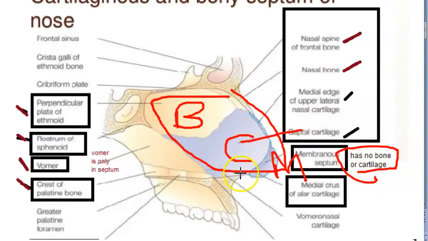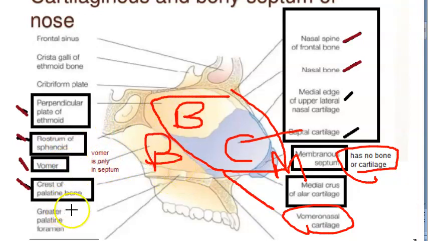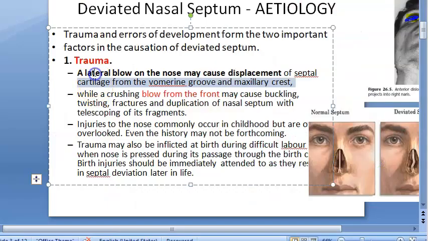What and all have they marked here? There is some vomeronasal cartilage. Here they have marked that. Then here they have put some other things. Bone, what and all is there? Perpendicular plate of ethmoid. Then this is also bony, right? Vomer bone. Here they have marked other things. Rostrum of sphenoid, crest of palatine bone, etc. So lateral blow will do what? It will displace the septal cartilage from the vomerine groove and maxillary crest. So the cartilage is affected in the lateral blow.